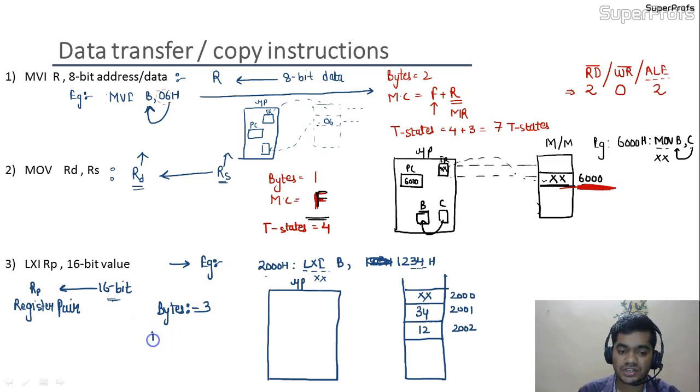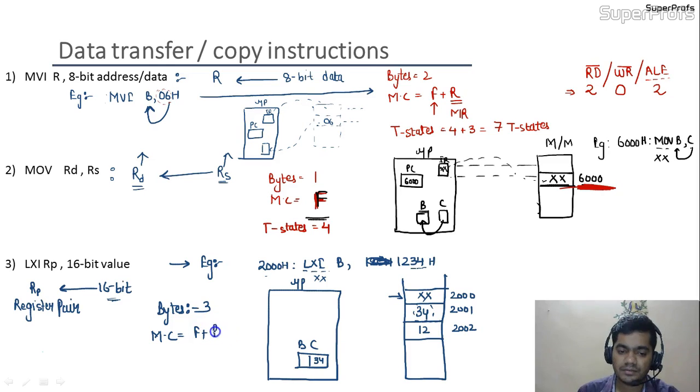Now the machine cycles involved: first we are going to fetch this opcode. So the first machine cycle is always fetch. Now in the second machine cycle, this data is transferred to the BC register.